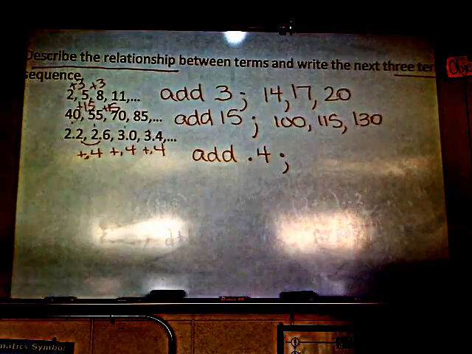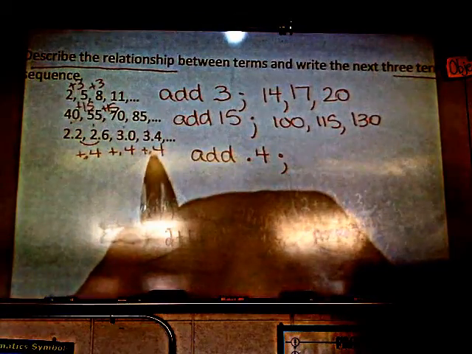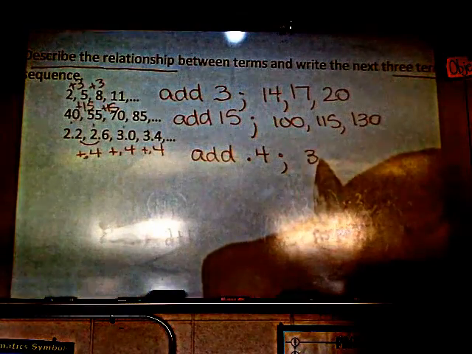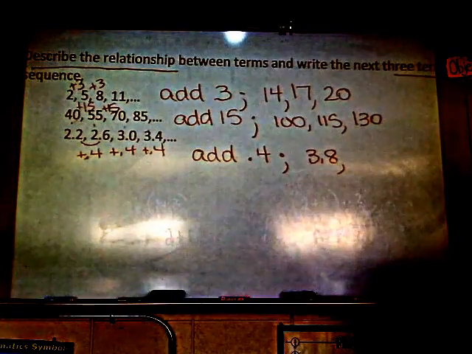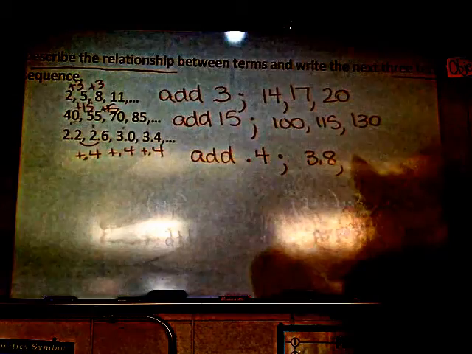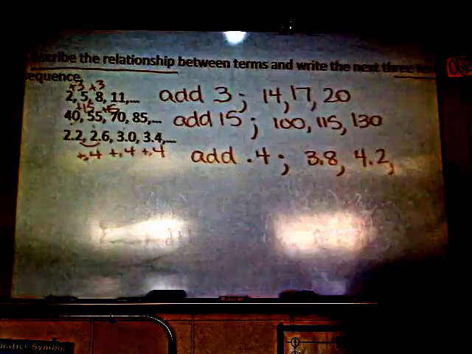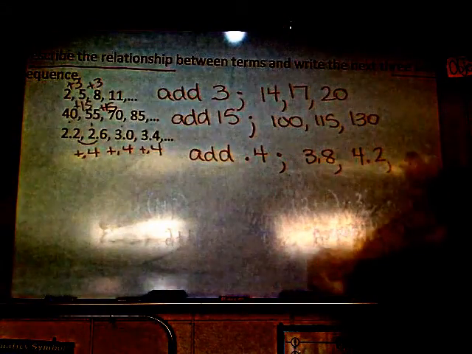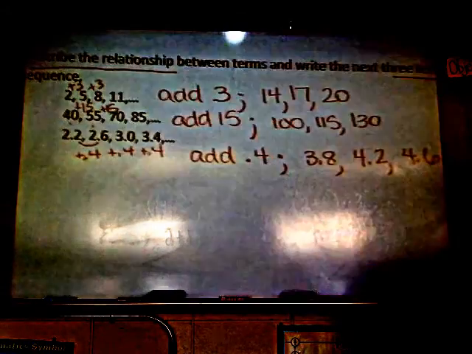Okay, and then my next 3 numbers, if I take 3.4 plus 0.4, should give me 3.8. 3.8 plus 4/10 should give me 4.2. And then 4.2 plus 4/10 should give me 4.6.